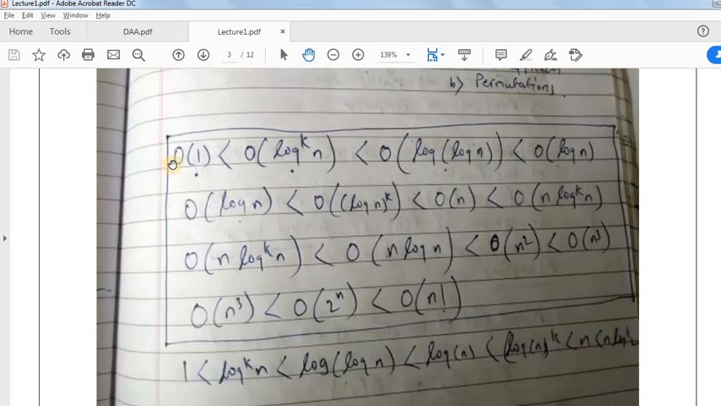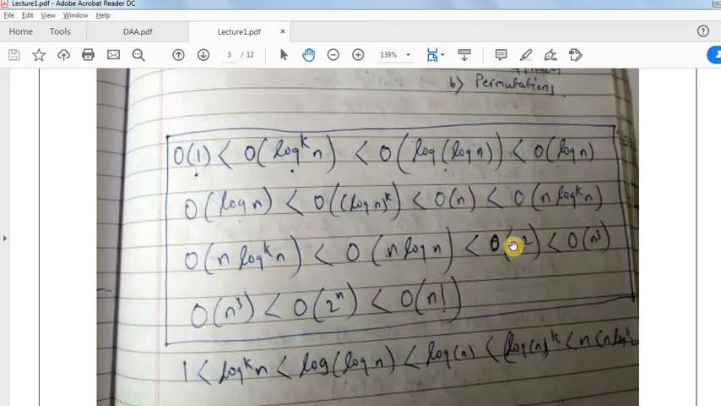As you can see in this box, the constant is the least time complexity. So we are using the general notion of O. O of 1 is lesser than O of log n raised to k, which is lesser than O of n, which is lesser than O of n log raised to k, and it is lesser than big O of n log n.